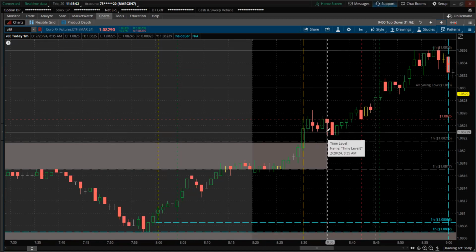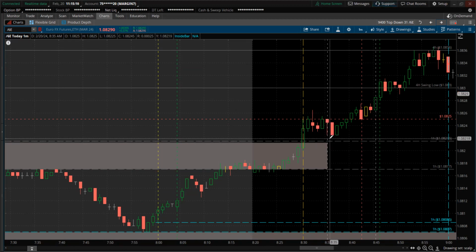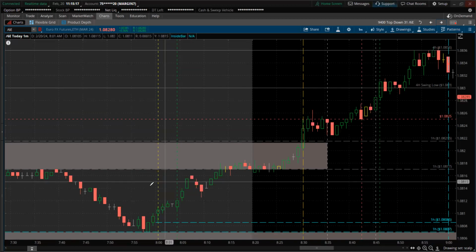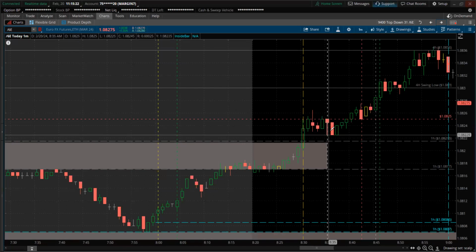So I took a short. Shame on me. I took a short when the overall trend was bullish. Yep, had some gains, didn't close it, and I let it break above that swing high and took a loss. So first win, second loss. Shame on me again, going against the trend.